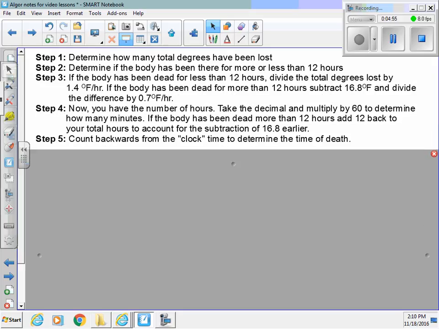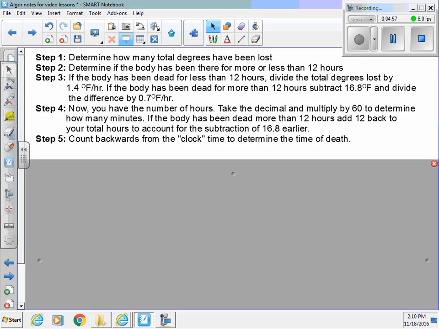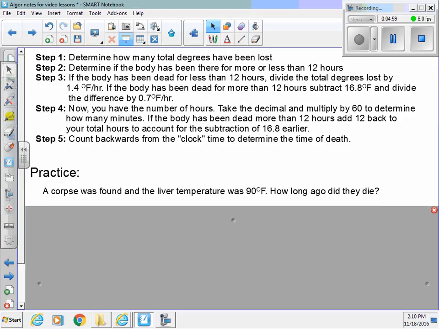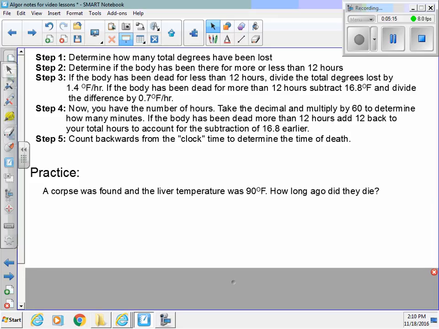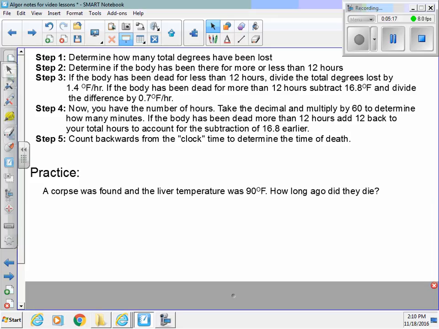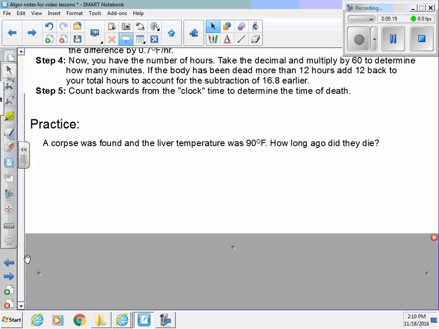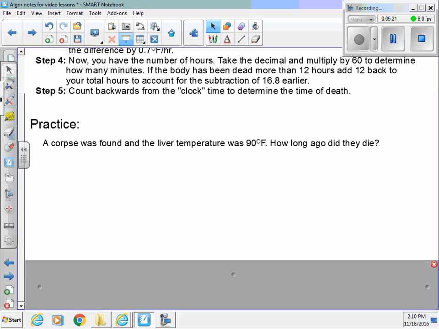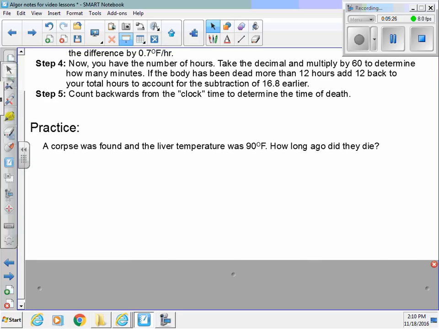All right, I have your steps right in front of us here. And our first question. You should write this down so that you have it to refer to. We're going to say a corpse was found and the liver temperature was 90 degrees Fahrenheit. How long ago did this person die? And what we're going to do is go by our step-by-step process.